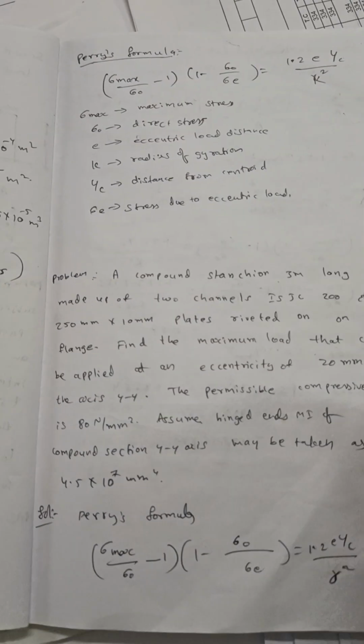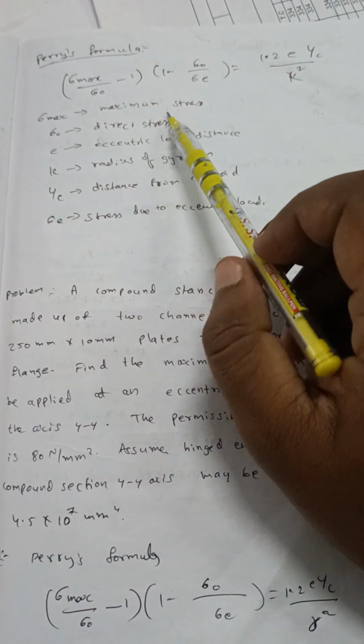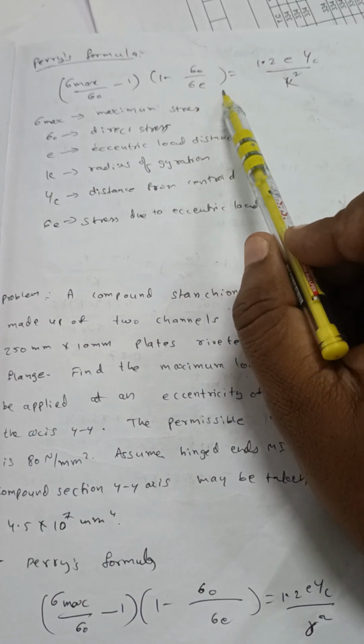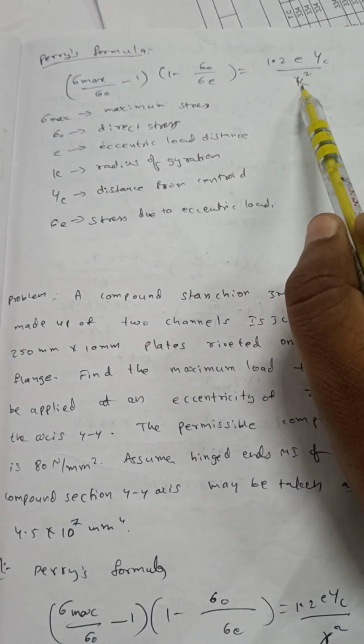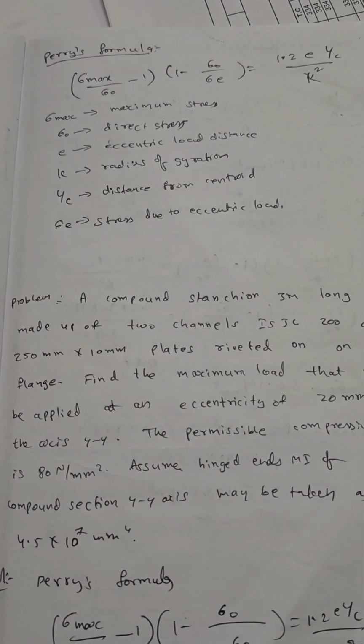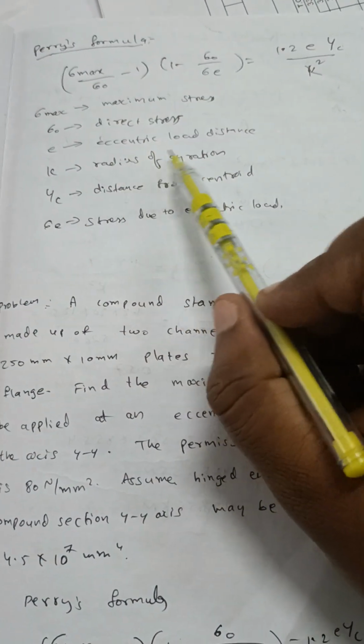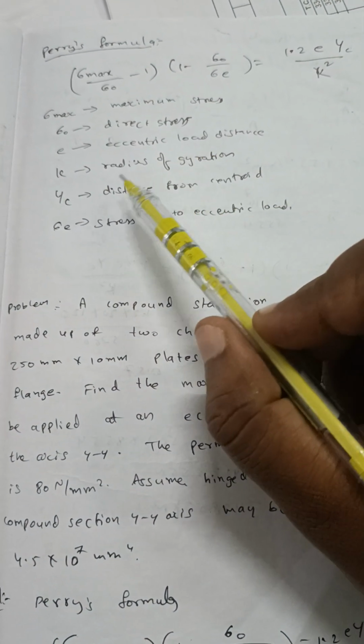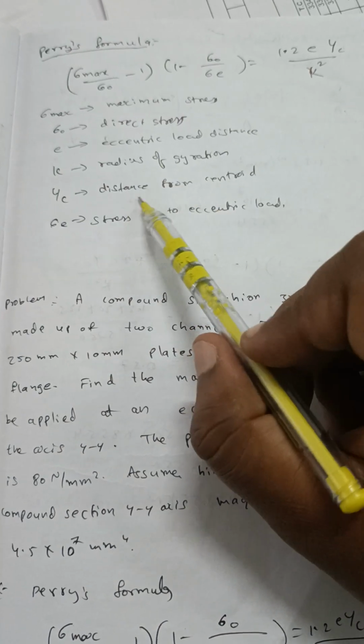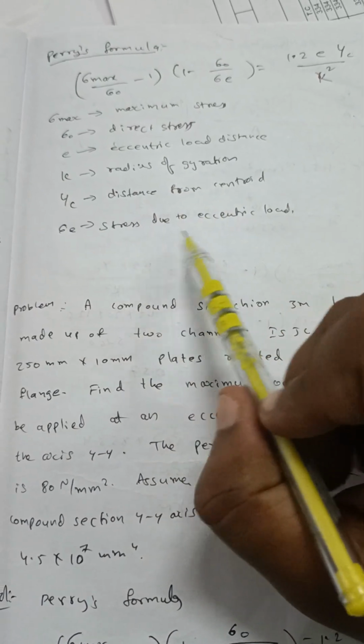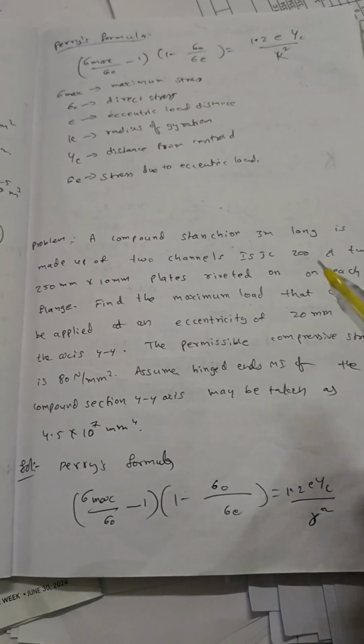Now let us see another method. Perry's formula: sigma max by sigma naught minus 1, that is sigma E by sigma naught, equal to 1.2 e y divided by k square, where sigma max is maximum stress, sigma naught is direct stress, e is eccentric load distance, k is radius of gyration, y is distance from centroid, sigma E is stress due to eccentric load. So let us see a problem on this Perry formula.